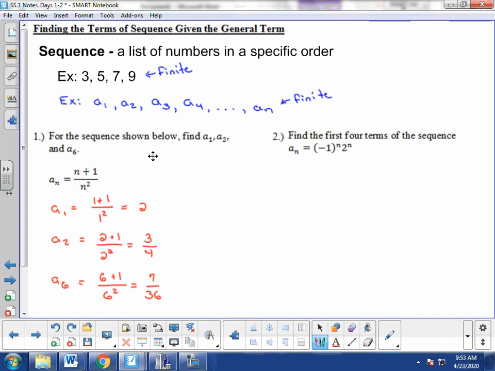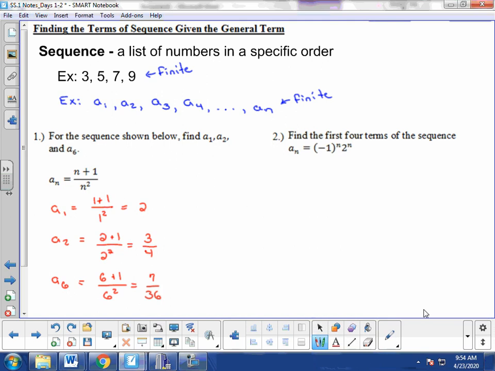Now, we don't know if this sequence is infinite or if it's finite. It doesn't really tell us, but we know that there's at least 6 because we're trying to find 6. If you wanted to find the terms in between, you could find those as well. Let's go ahead and take a look at another example. Problem number 2.